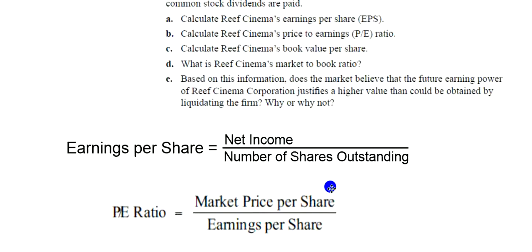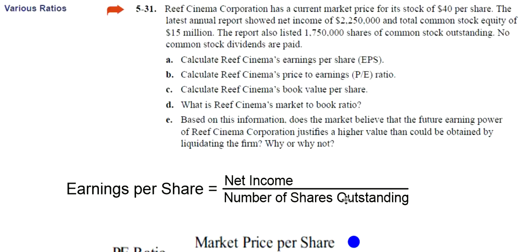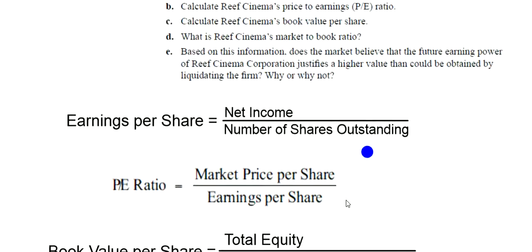Okay, the next one is the price to earnings ratio, the market price per share to the earnings per share. To get this one, we simply take our answer for part A, put it in the denominator, and look at the market price per share, which is $40, and put that in the numerator. Compute that ratio.